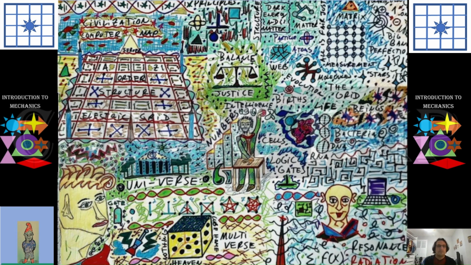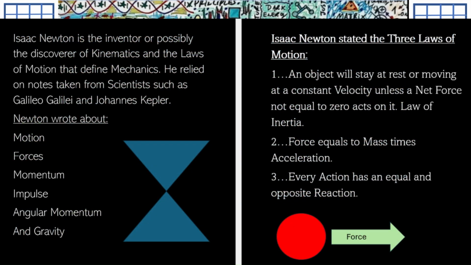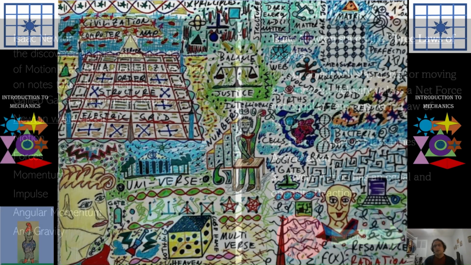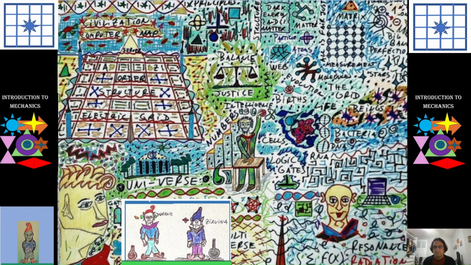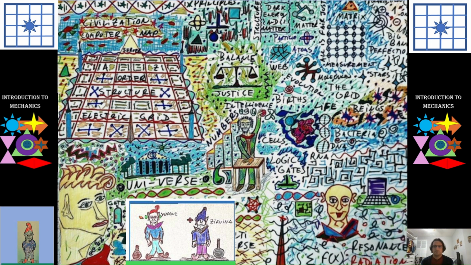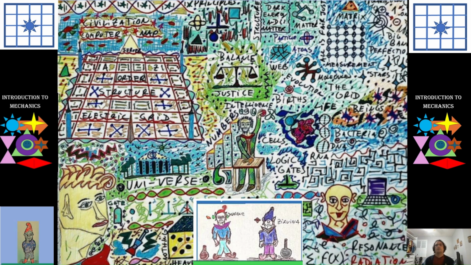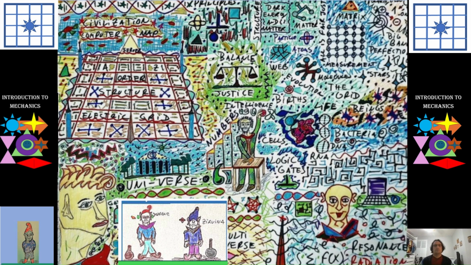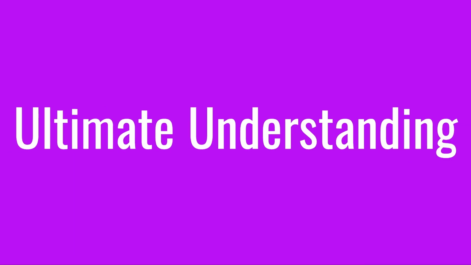Isaac Newton is the inventor or possibly the discoverer of kinematics and the laws of motion that define mechanics. He relied on notes taken from scientists such as Galileo Galilei and Johannes Kepler. Of course, nobody can do anything alone, and on the shoulders of giants we stand to see further into the horizon in our search for ultimate knowledge, ultimate understanding of everything that there is.